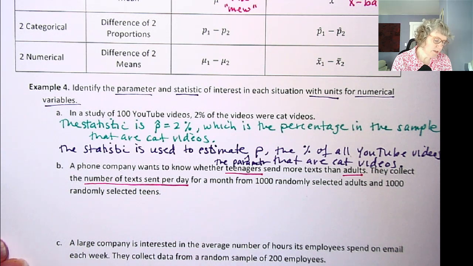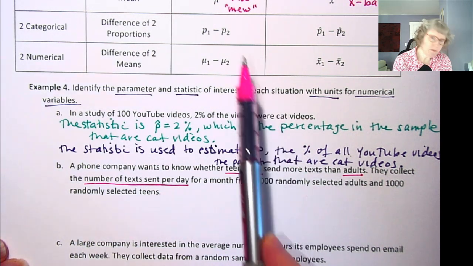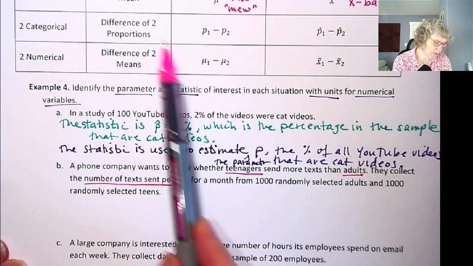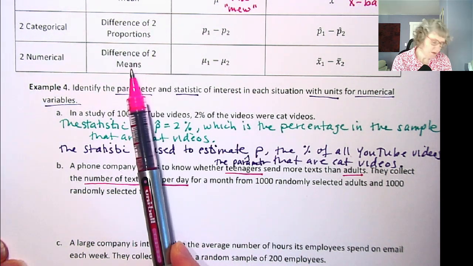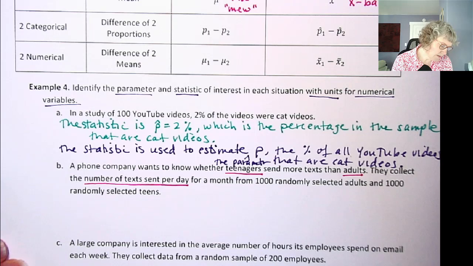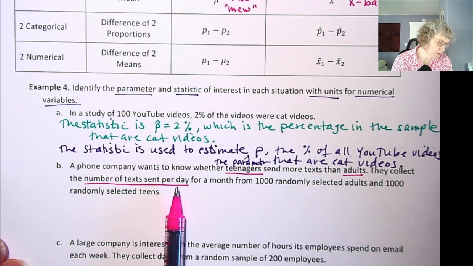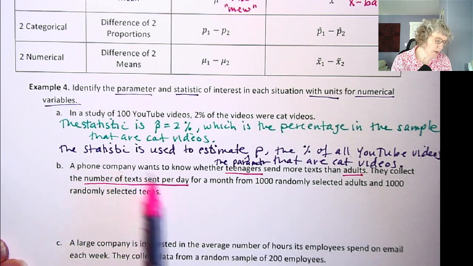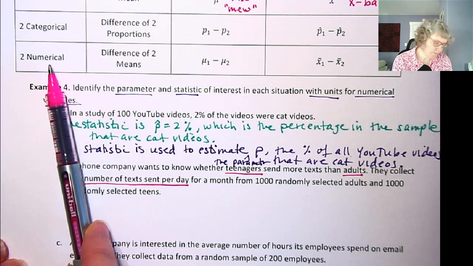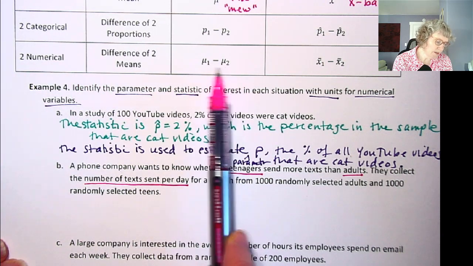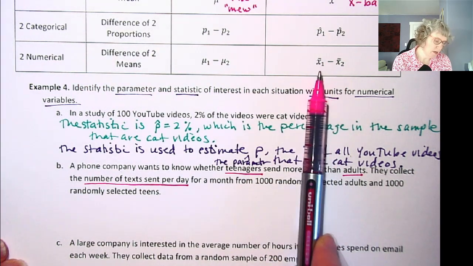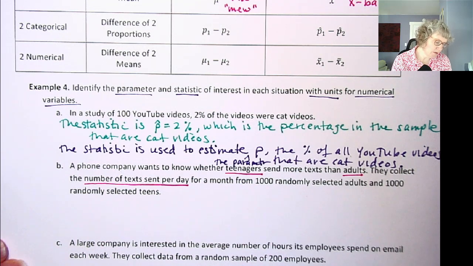Okay, great. So this looks like a difference, right? So it's going to be one of these two bottom rows, a difference of two proportions or a difference of two means. Okay, so now we look at what we're measuring. Number of texts sent per day. Is that a percentage proportion, or is that some kind of average or something we're measuring? Number of texts per day, that's numerical, right? So this is a mu1 minus mu2 situation, or x bar 1 minus x bar 2 situation.